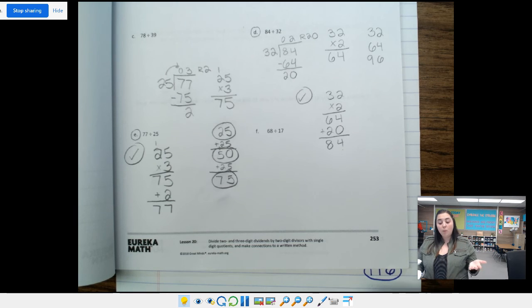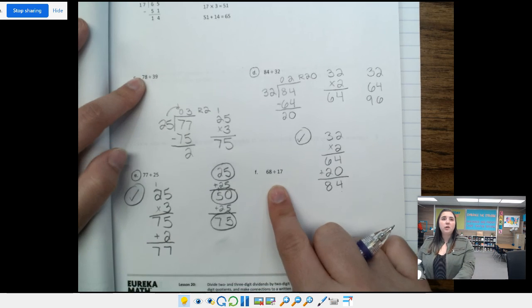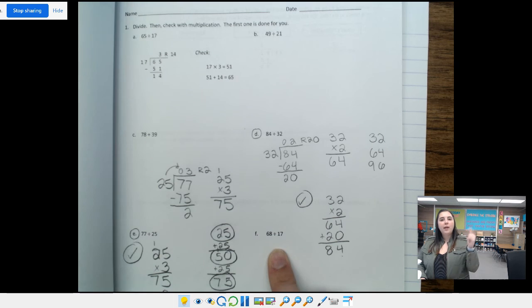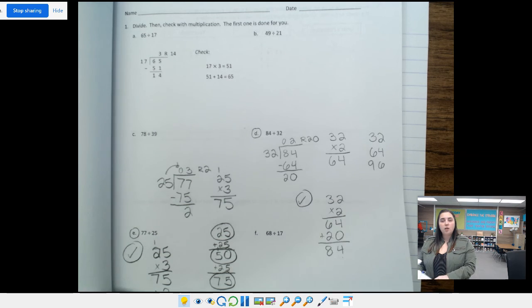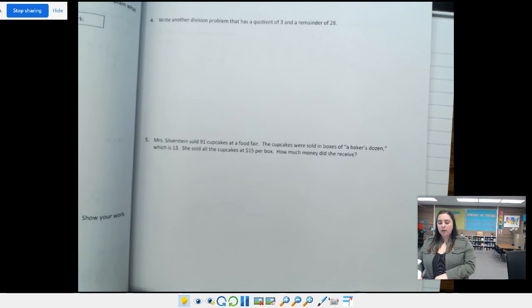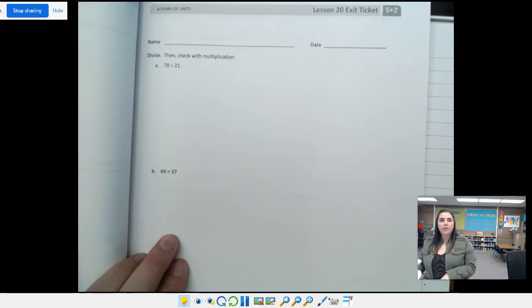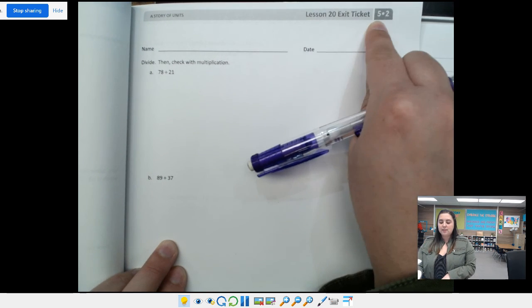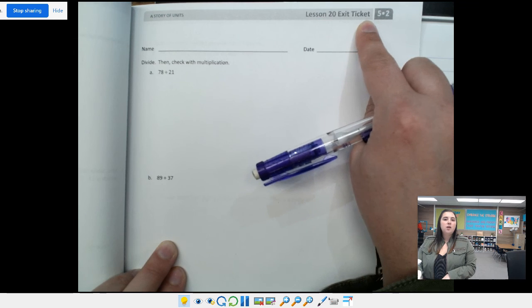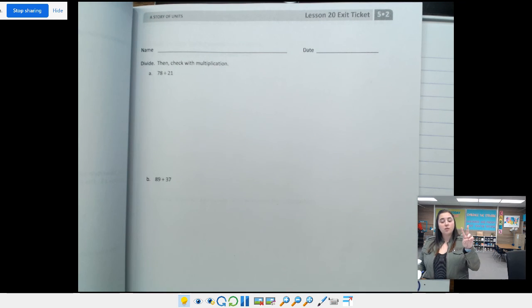All right, if you want more practice of this, there are 3 more questions on this page that I'll let you know the answers to in the next slide of the slideshow. Otherwise, you are going to get started on your exit ticket. It's on page 257, but you know that because it says lesson 20 exit ticket. Solve the 2 questions. You're going to put in 2 answers.